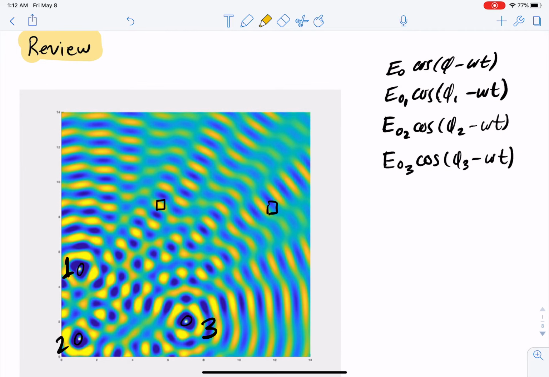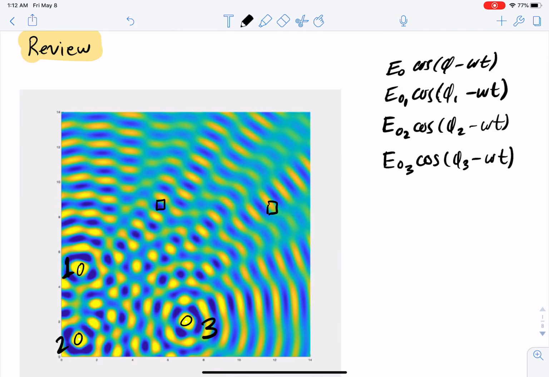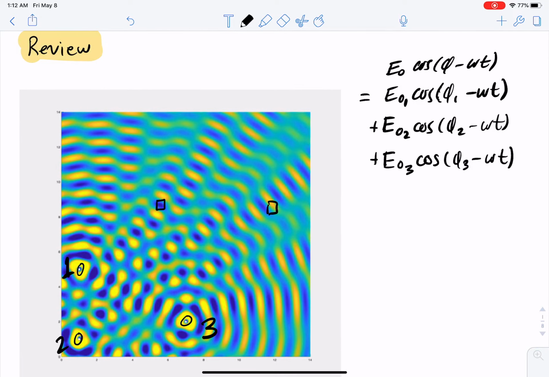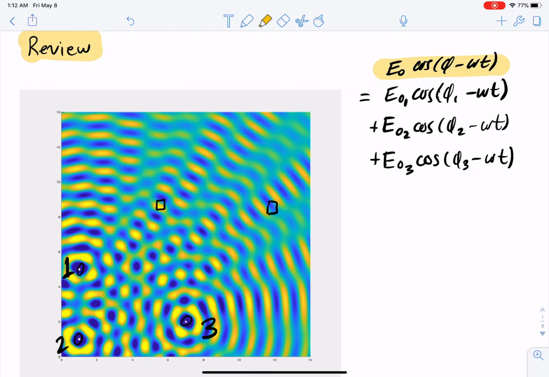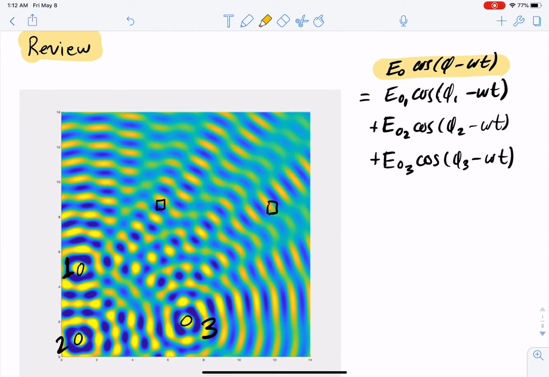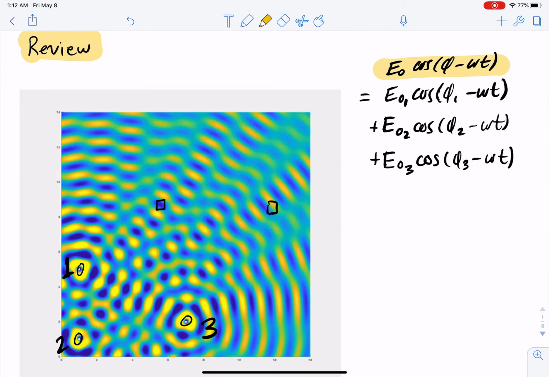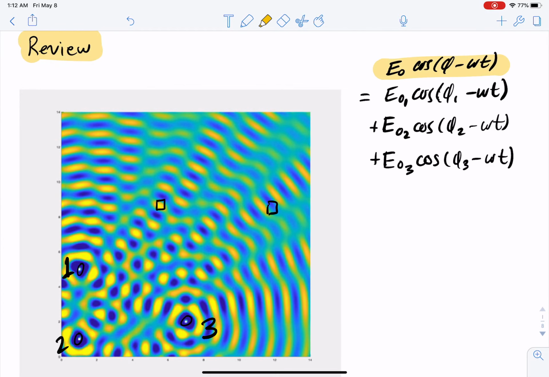Now, the superposition theorem tells us that if we turn on all 3, you get this, and it should be equal to the sum of what you got if you turn them on one at a time. Okay, so that's the principle of superposition.